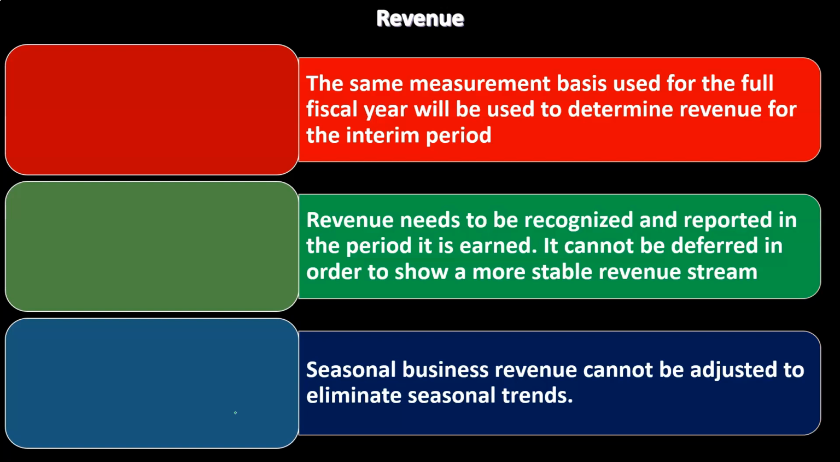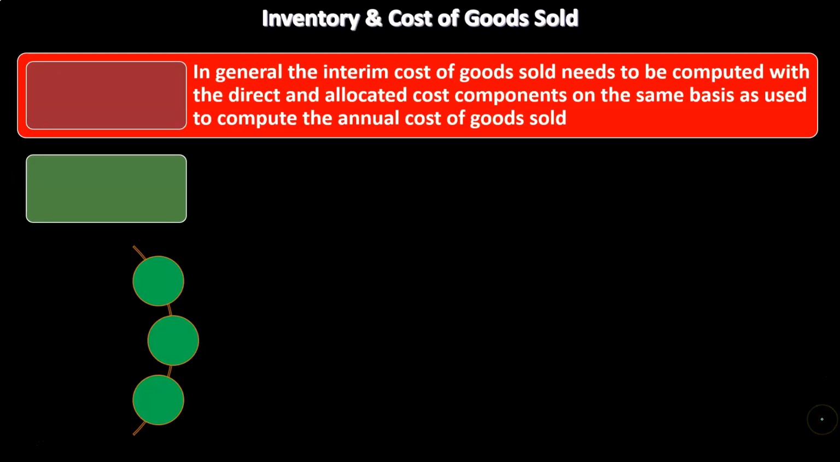So you can't smooth out. You shouldn't be able to smooth out the seasonal trend. The point of the quarterly reports is to see what is actually happening. So you want a consistency with the revenue reporting.